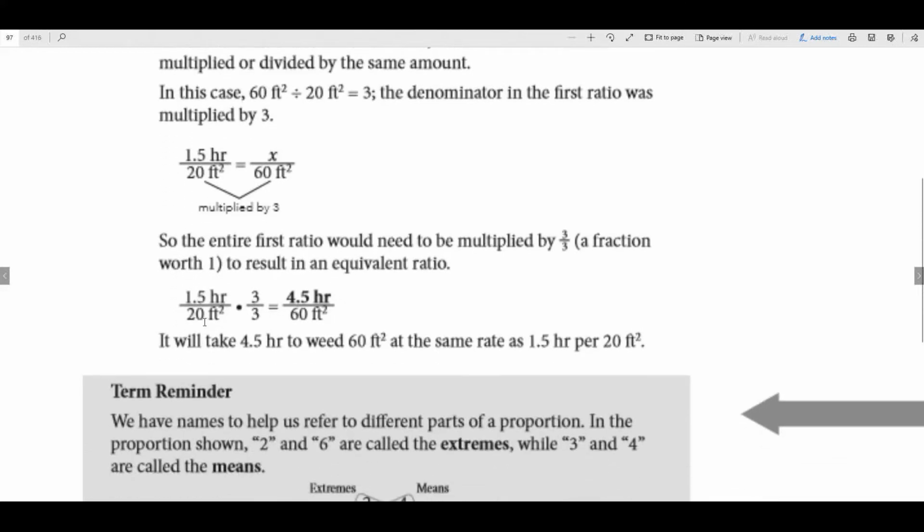So whatever happens in the bottom number must happen in the top number. So you're going to multiply it by a fraction that equals 1. And we know that it has to be 3 on the bottom. Therefore, it needs to be 3 on the top to be equal to 1. So we know that 20 times 3 is 60. And now we can say 1.5 times 3 is 4.5. And that's our variable. So it'll take 4.5 hours to weed 60 square feet at the same rate as 1.5 hours per 20 square feet.